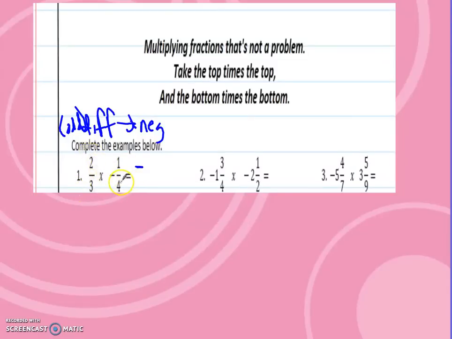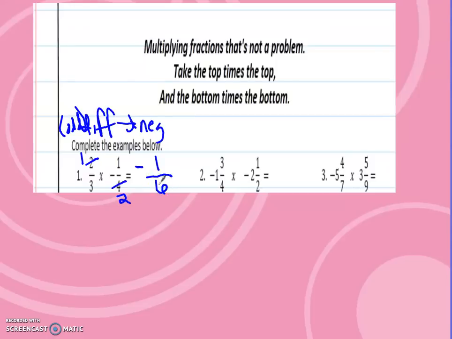So look at the diagonal 2 and 4. The greatest common factor that can go into both is 2. 2 divided by 2 is 1. 4 divided by 2 is 2. Now, top times top. 1 times 1 is 1. 3 times 2 is 6.